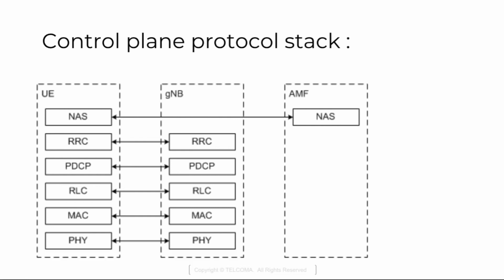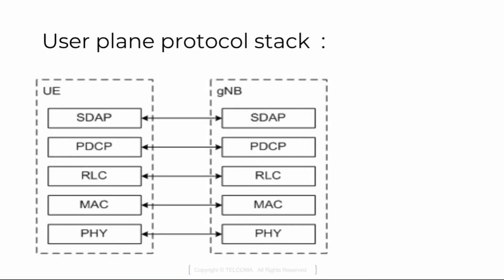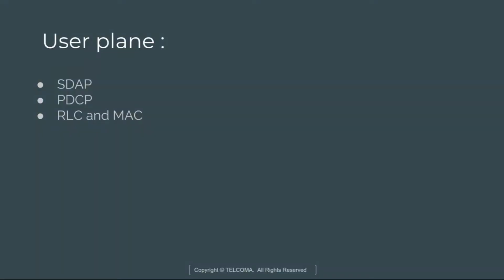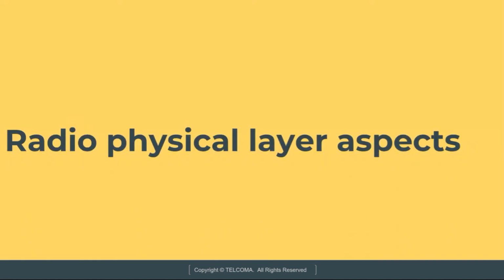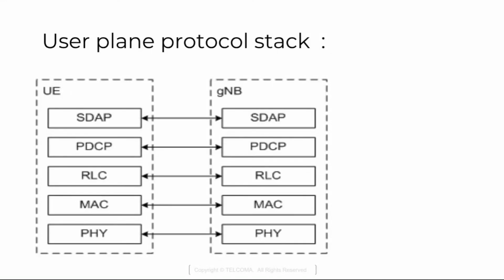non-access stratum, control plane. This is for non-access stratum, which is for authentication, mobility management and security control. RLC, MAC, RRC and NAS control plane. And this is the user plane protocol stack. Here in this we have SDAP, PDCP, RLC and MAC. These are all the protocols for user plane. So this is a stack of user plane protocol.